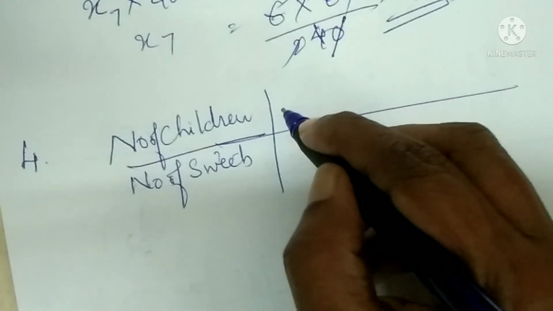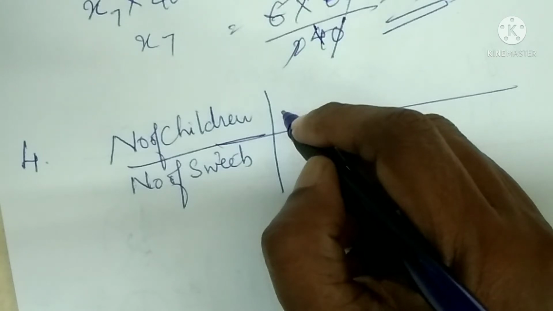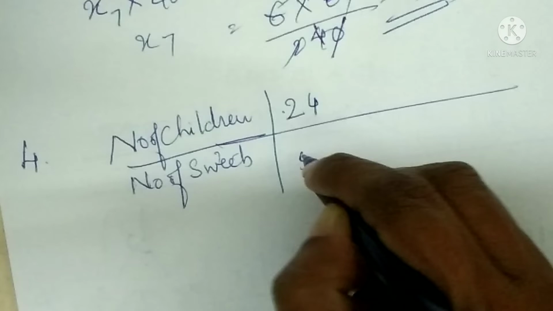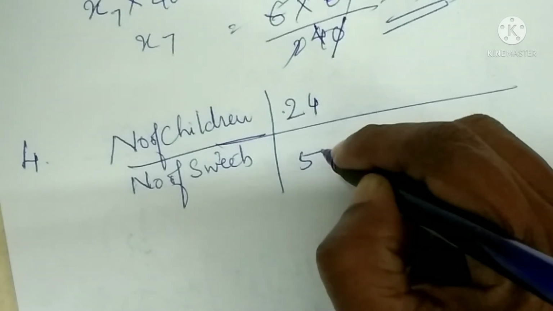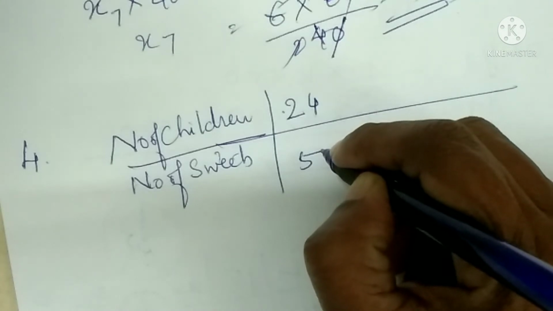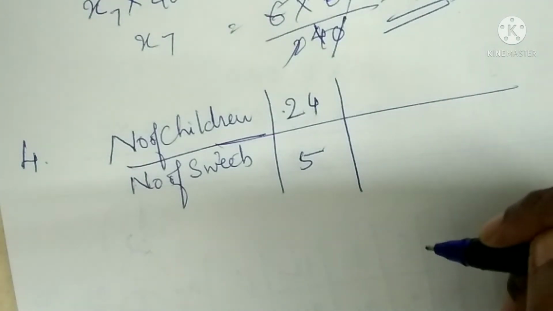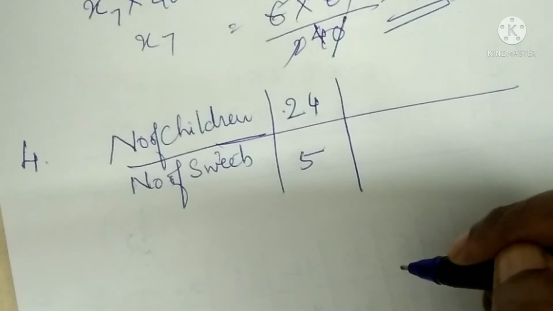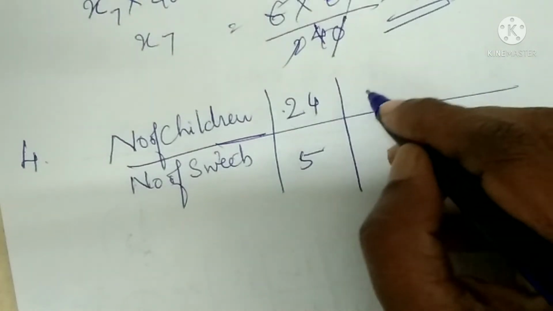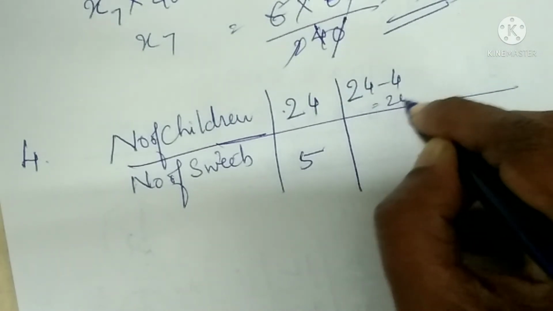See here, if a box of sweets is divided among 24 children, each one gets 5 sweets. How many would each get if the number of children is reduced by 4? Reduced by 4 means what? 4 children are reduced. The number has not become 4. It has reduced by 4, means 24 minus 4. That is equal to 20.